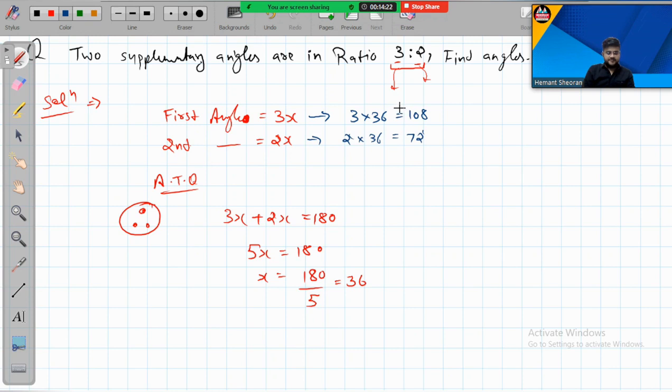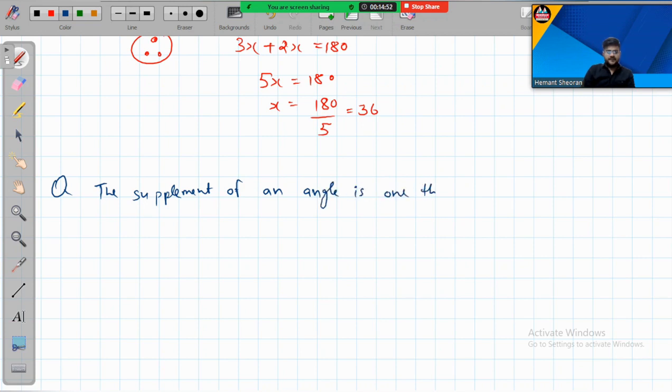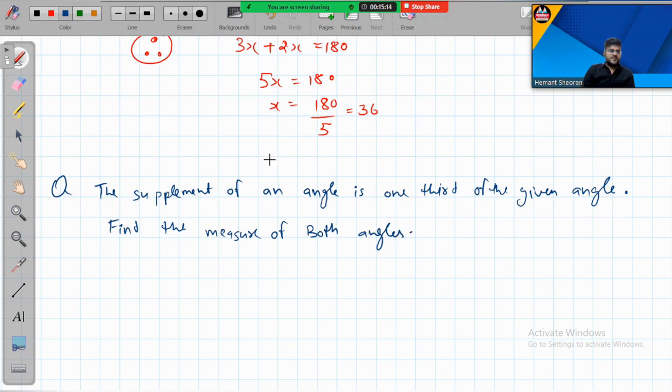Any confusion on it? No. Okay, then if we discuss one more confusing statement if they give. So they are saying the supplement of an angle is 1/3 of the given angle. Find the measure of the given angle, or both the angles, let's say. So how are you going to do this?